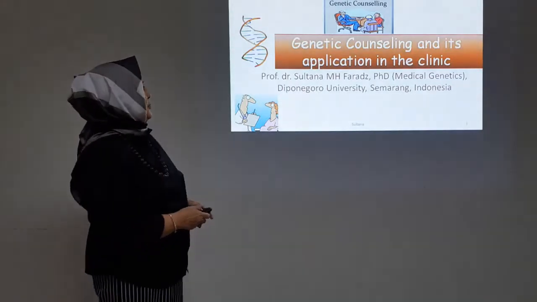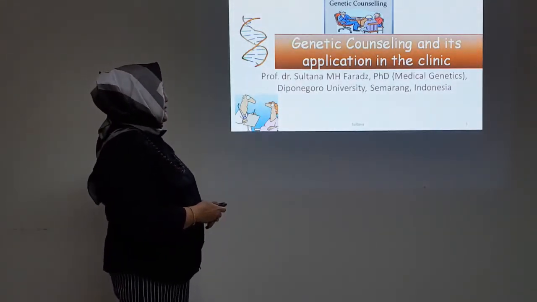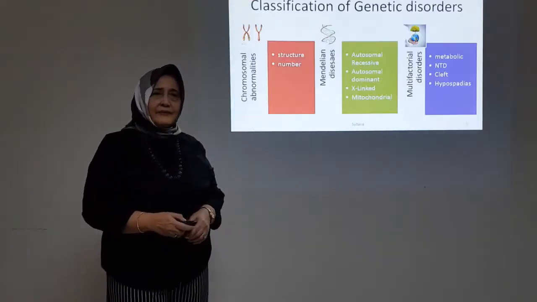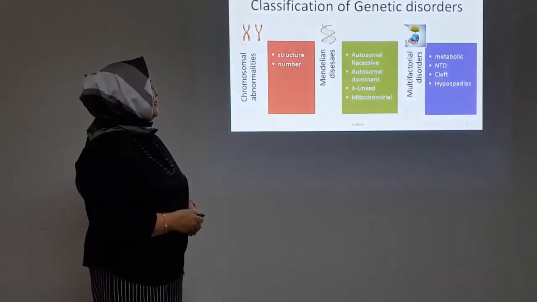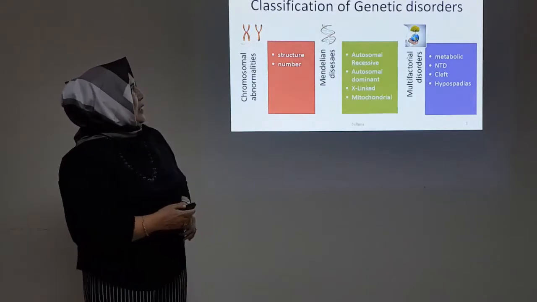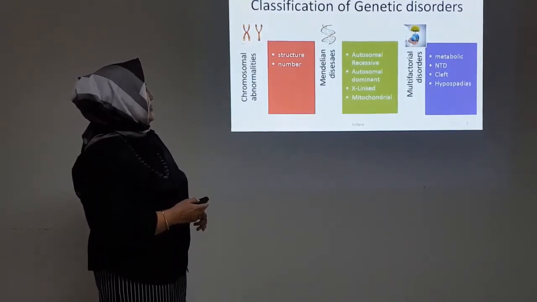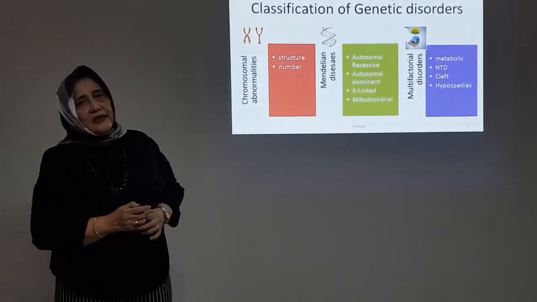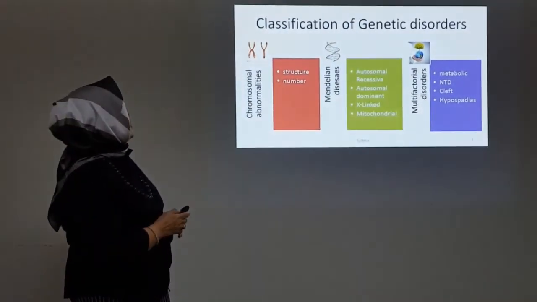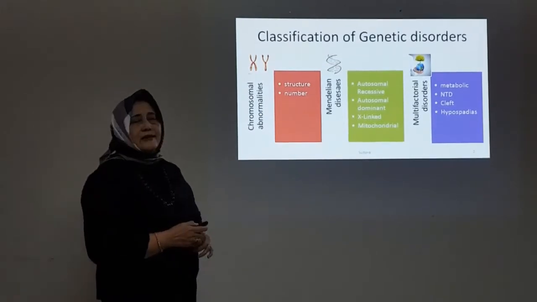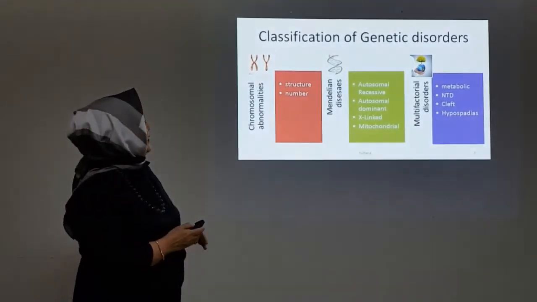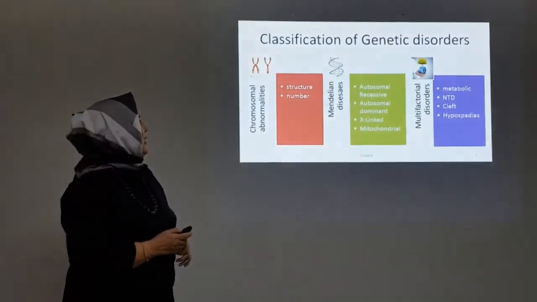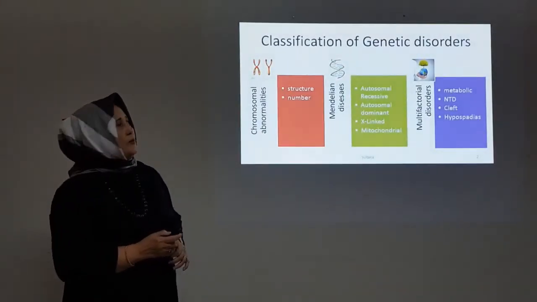I would like to present genetic counseling and its application in the clinic. Let me talk first about classification of genetic disorders. There are three types of genetic disorder. First one, chromosomal abnormality. There are two types of chromosomal abnormality, structural and also number of the chromosome.